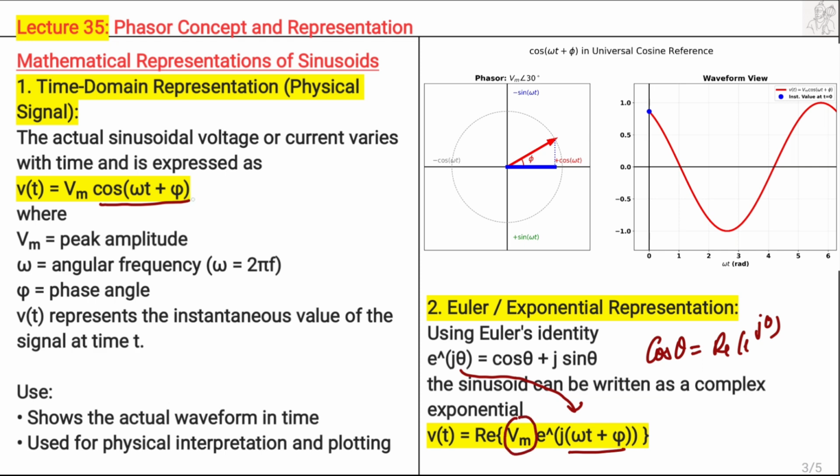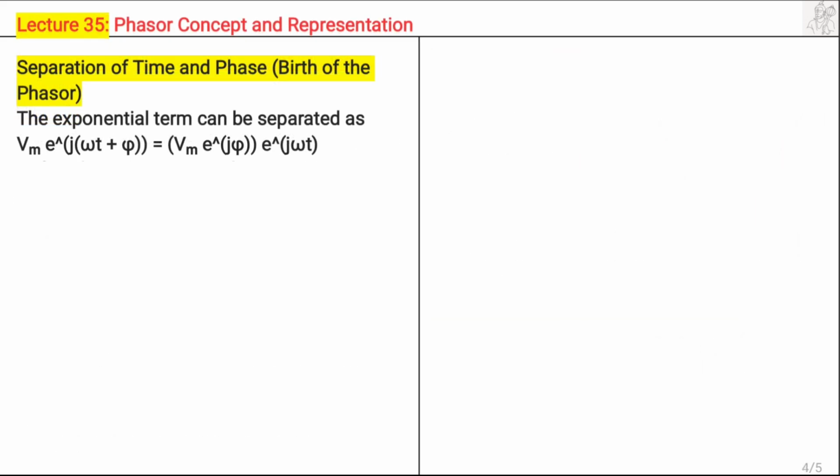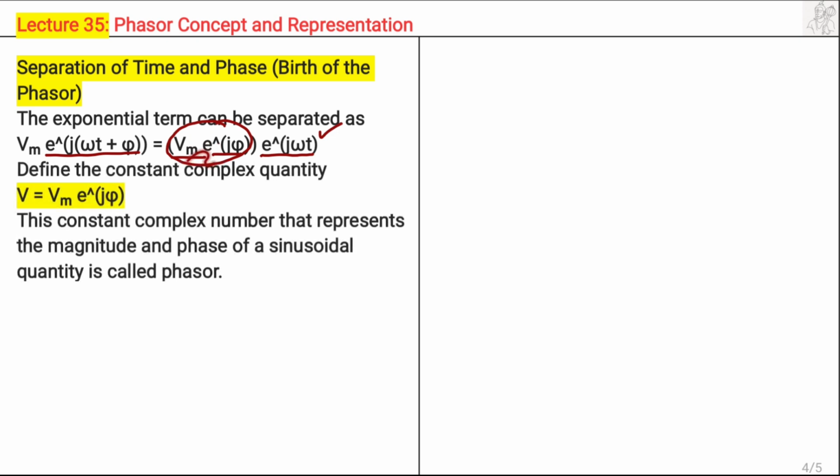So this equation, that is the cosine wave, is simply the real part of Vm e raised to the power j omega t plus phi. Now Vm e raised to the power j omega t plus phi can be written as Vm e raised to the power j phi into e raised to the power j omega t. Here this entity is the constant entity as it is independent of time, and this is the variable entity which is dependent upon time. So this constant entity can simply be written as Vm e raised to j phi. We will call it capital V, and this capital V is simply the phasor.